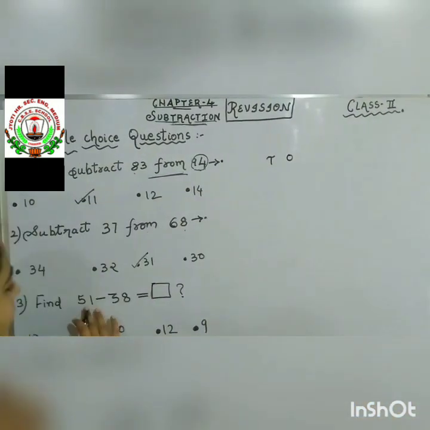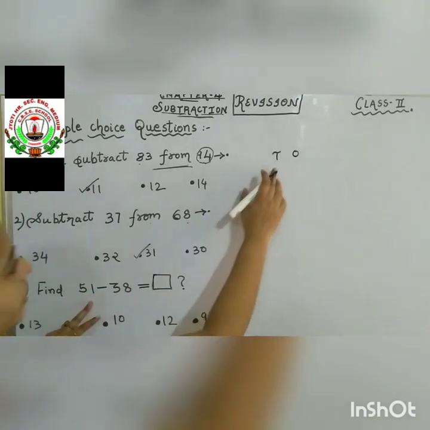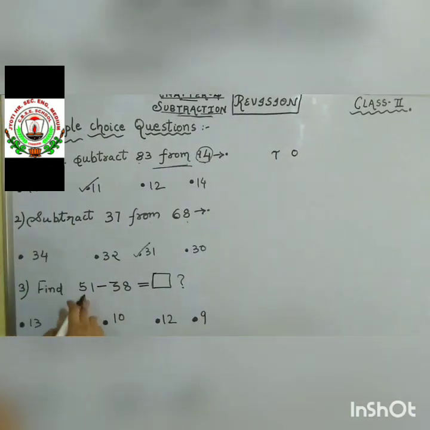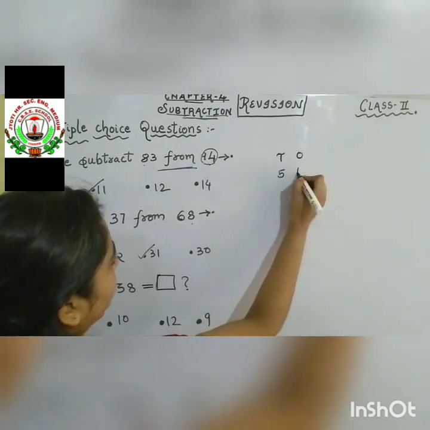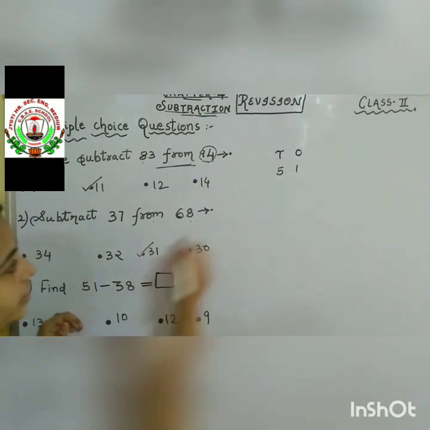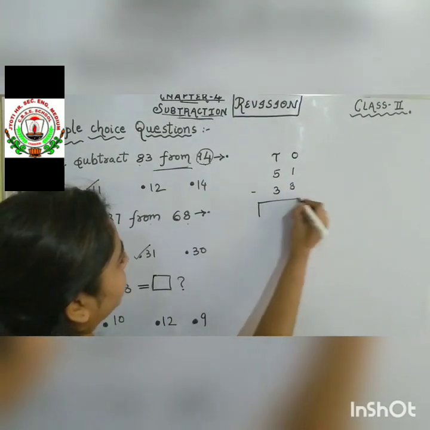So children, let us do the third question, 51 minus 38. So we have written tens and ones. Then 51 we have to write down first because 51 is the greatest number. Then we have to write down 38. Okay, written, put the subtraction sign.